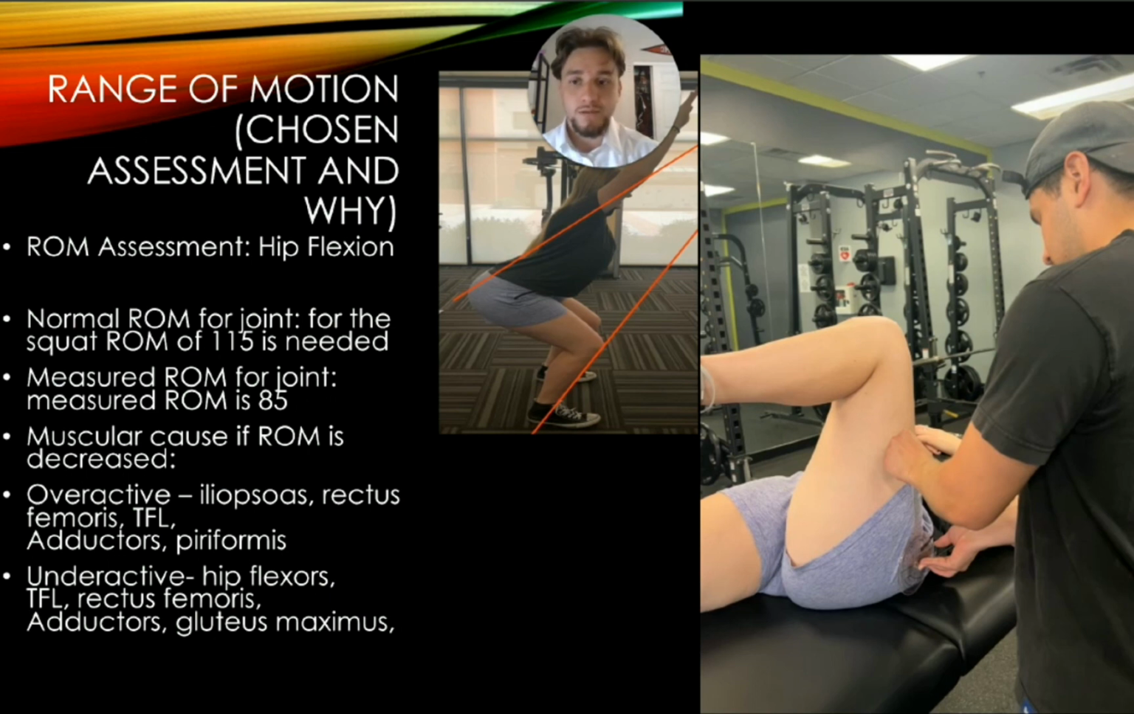We can link her limited range of motion to a number of sources. When it comes to overactive muscles, it could be the iliopsoas, the rectus femoris, the TFL, adductors, piriformis. When it comes to underactive muscles, it could be your hip flexors or TFL, rectus femoris, adductors, or the gluteus maximus. This is what we found during the range of motion assessment.